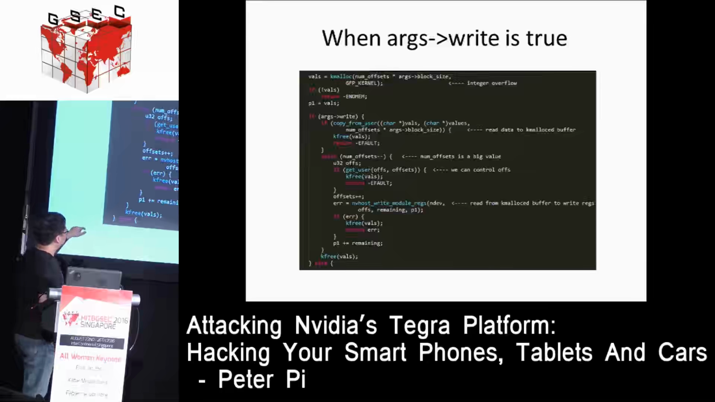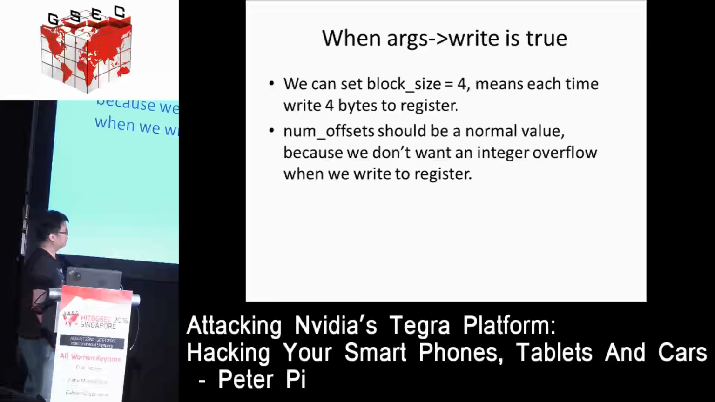When writing, you can specify an offset read out from user space, and the remaining is the block size. So the block size is the count. We can set the block size to 4, which means each time it writes 4 bytes to the register. So the number of offsets should be a normal value, because we don't want an integer overflow when we write to the register.